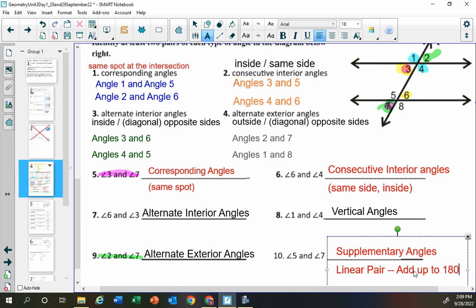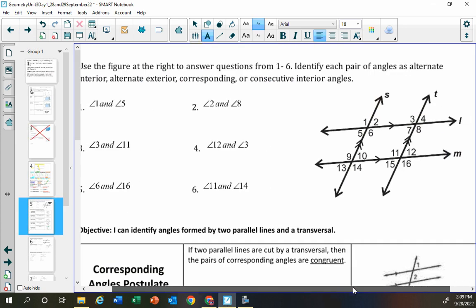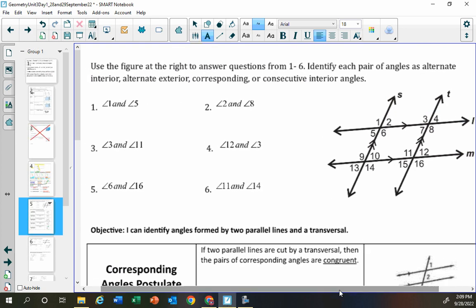All right. Now here's what we're going to do. On the next page, I realized this part right here.